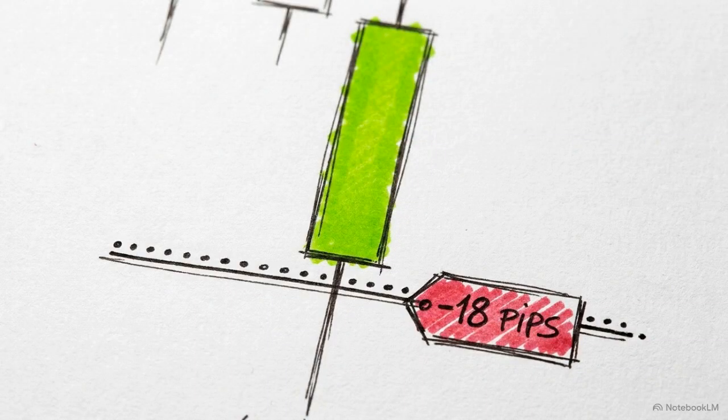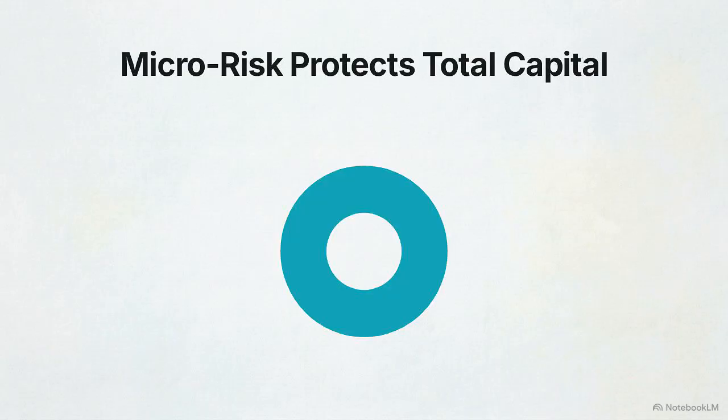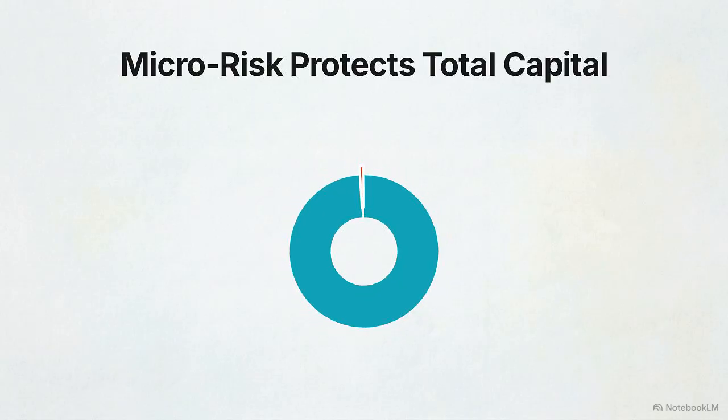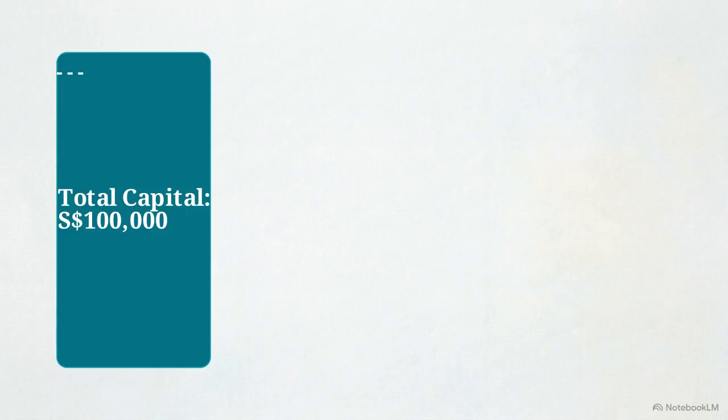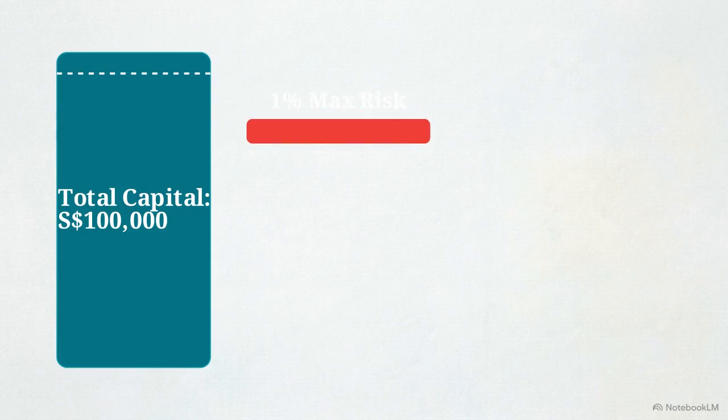We have an 18 pip stop on the chart, but how does that specific distance protect your total account balance from the massive drawdowns we mapped out earlier? The link between chart volatility and your total equity is a technique called fixed fractional sizing. It starts with a strict boundary. If you have a $100,000 portfolio, you establish a maximum risk limit per trade, typically 1%. That means the absolute most you are willing to lose on this setup is $1,000.